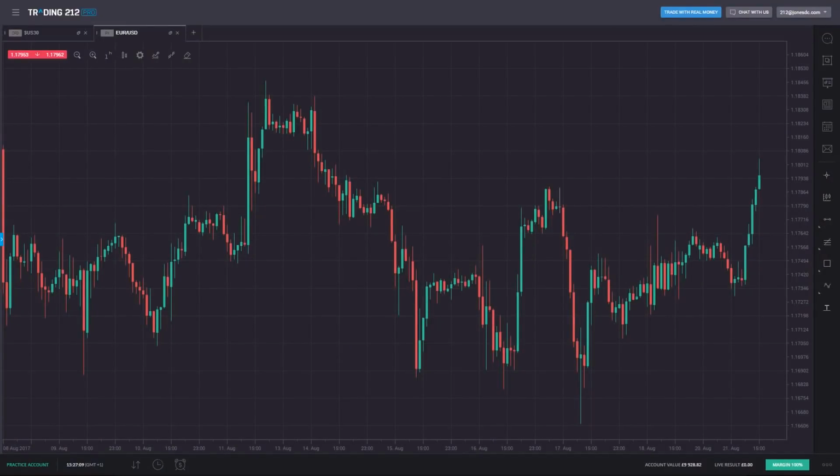Let's use euro dollar as our example here. So we've got an hourly chart of euro dollar going back from the 8th of August through to the 21st of August. You can see here 1, 2, 3, 4, 5. The last 5 hours, the euro has been rising. So it's gone from about 117.40, currently trading at 117.95. So it's had a 55-point move.